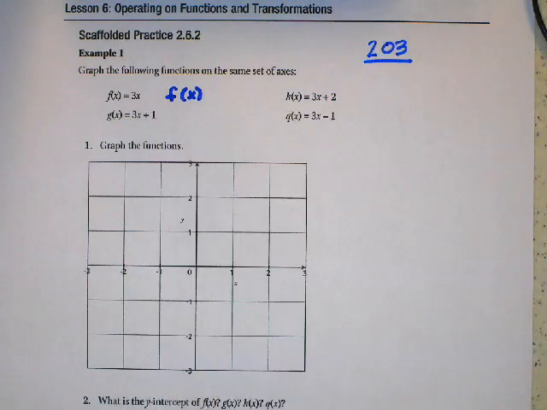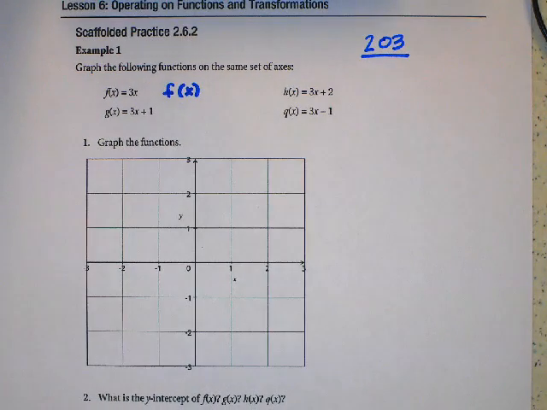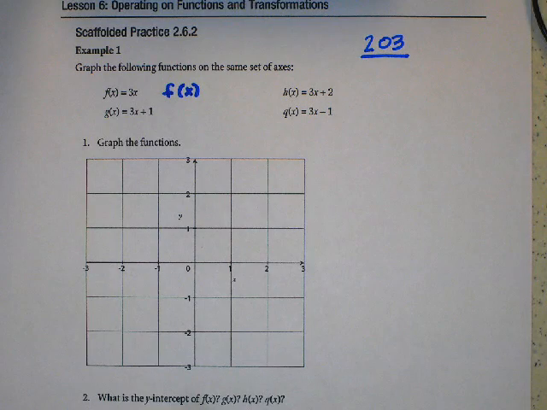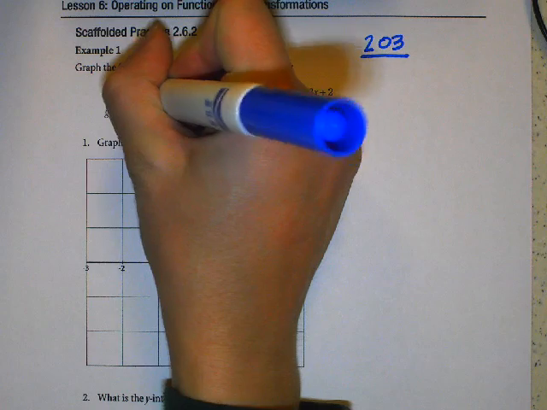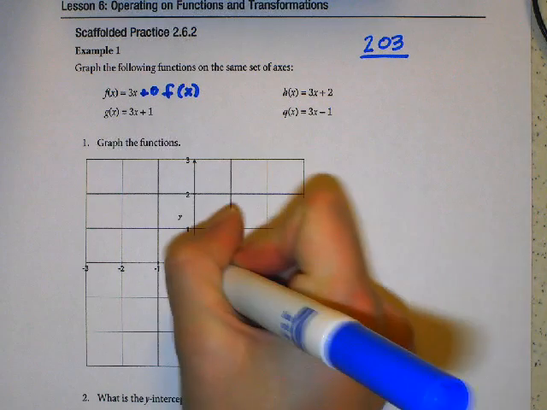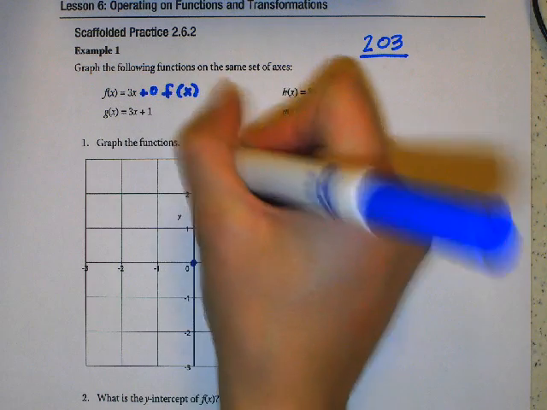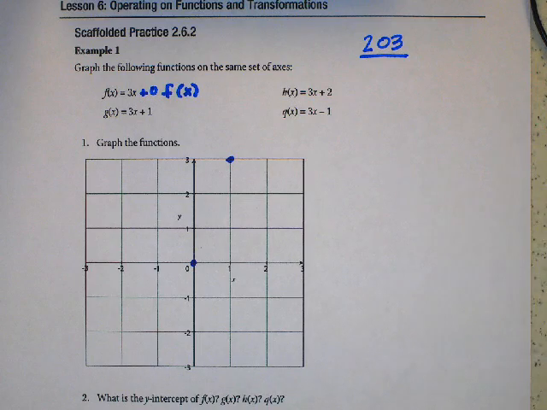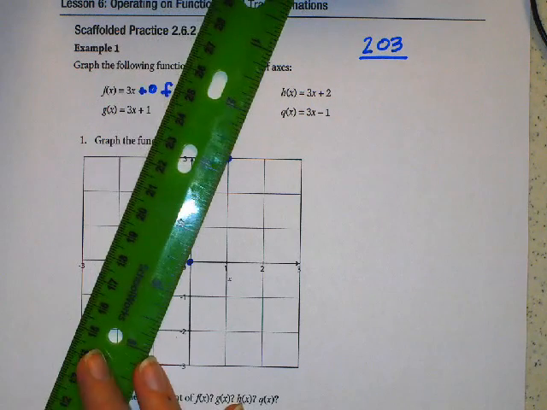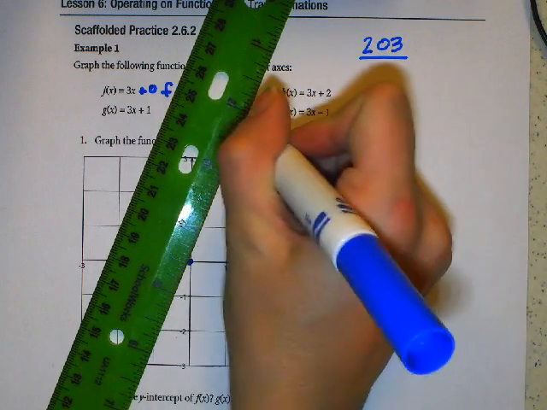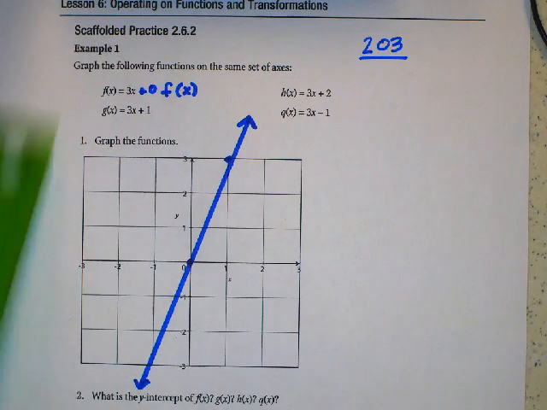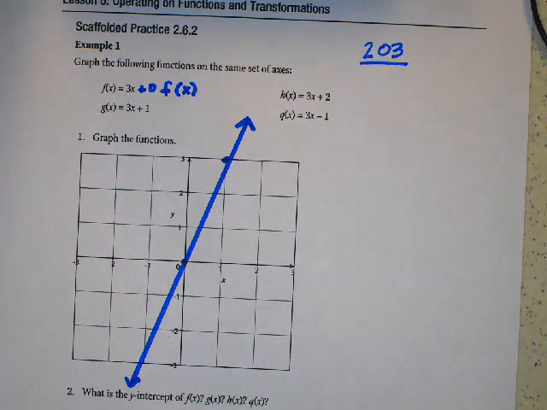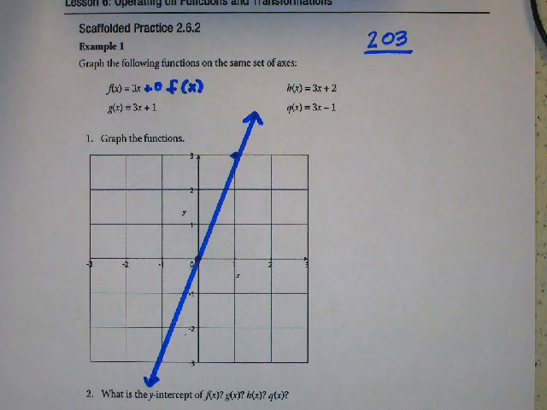I'll graph f of x in blue. The equation is 3x. And since there's no plus something here, it's almost like it's plus 0. So I put my first dot at 0. I go up 3 over 1, and I draw the line connecting these points. Now these graphs are going to be pretty close together, so we want to try and be as accurate as possible so that we don't crowd up our graph.